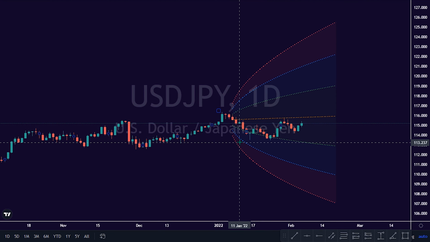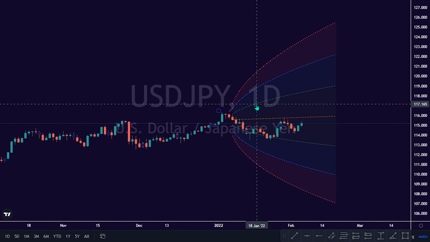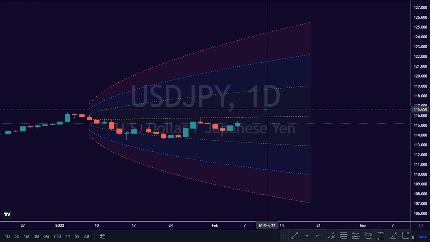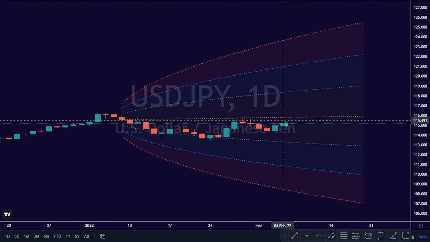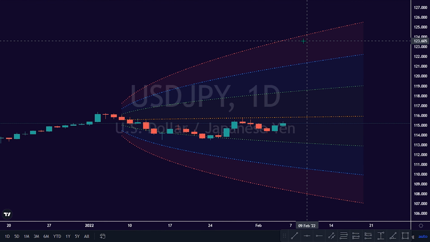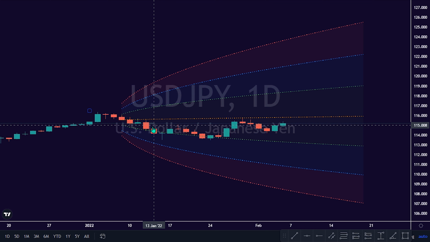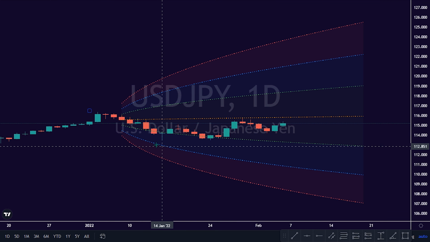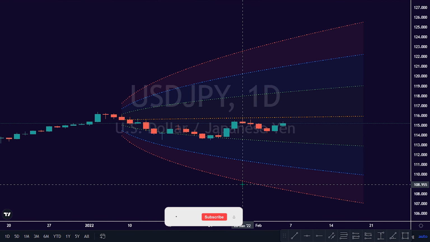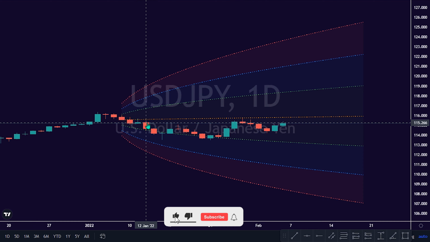What's the probability cones indicator all about? A probability cone is an indicator that forecasts a statistical distribution from a set point in time into the future. This indicator plots a standard deviation curve designating ranges within which prices are predicted.